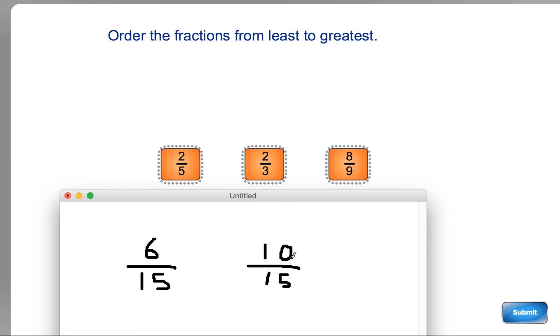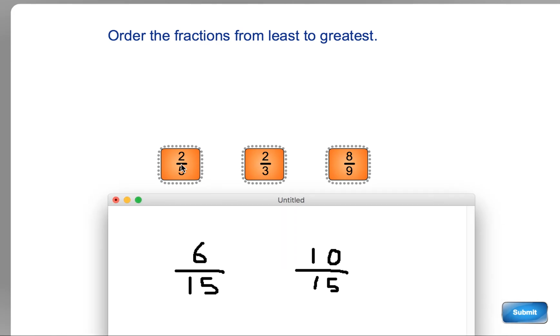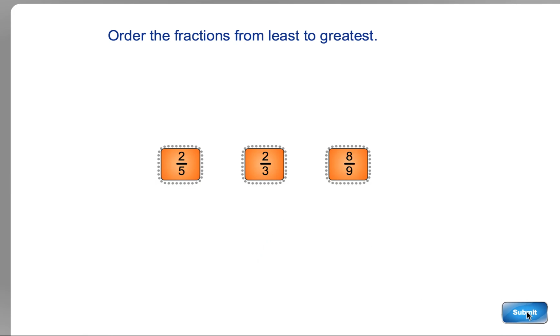2/3 is 10/15. 2/5 is 6/15. 6/15 is the smallest, then 2/3, and then our 8/9, which we've already put in place because it's clearly nearly a whole. And that is the way to order fractions when you don't have the same denominator. You need to use your equivalent fractions as I've just shown.